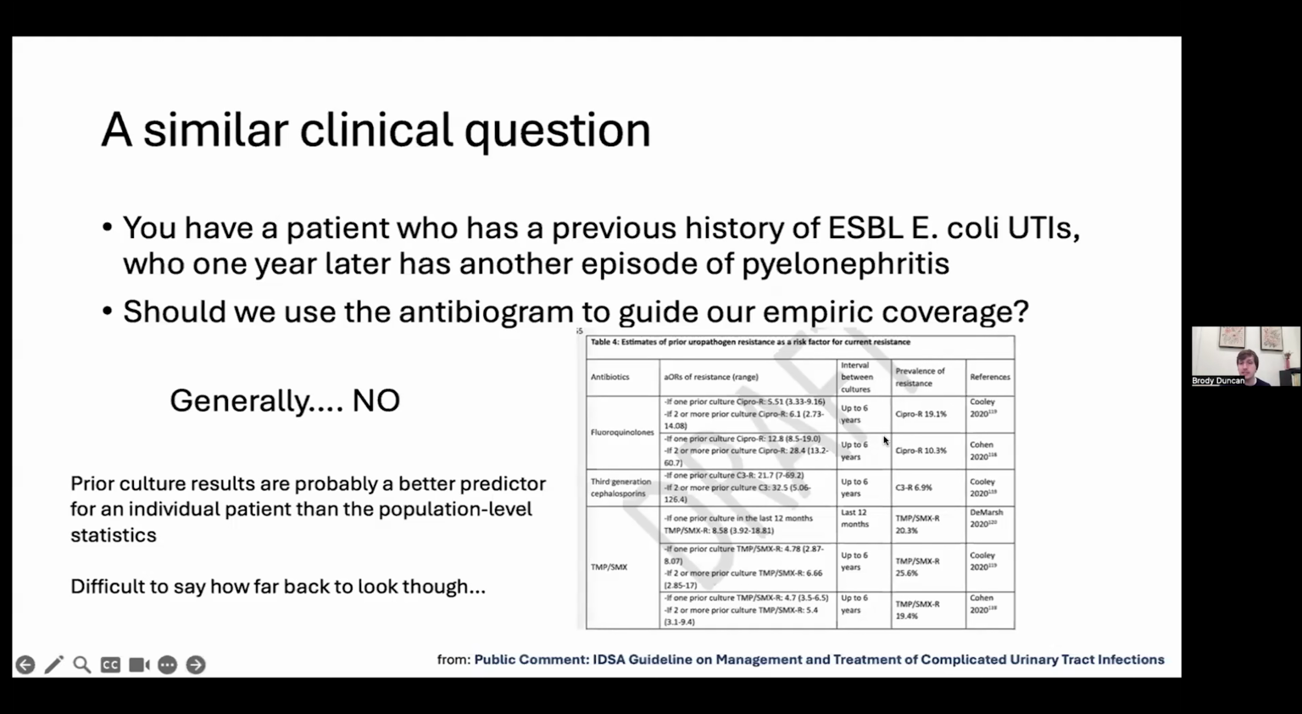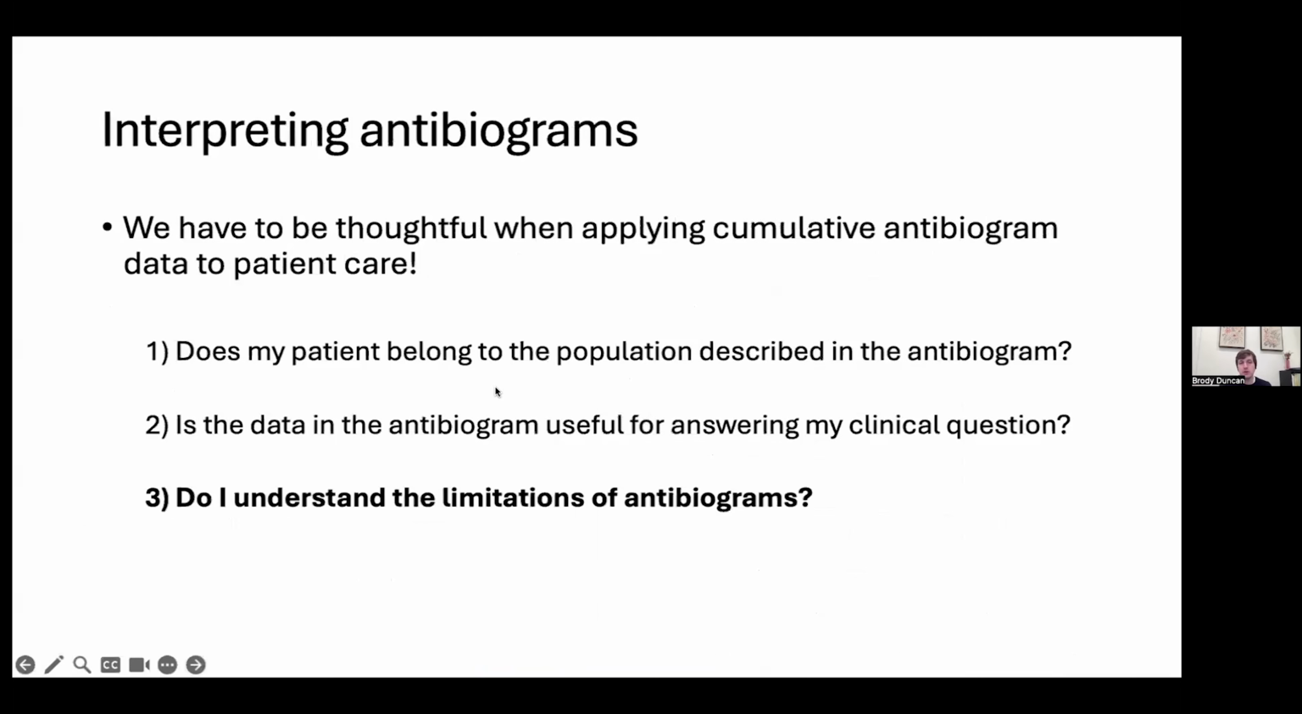And in these studies, there's no consistency in terms of the time interval between cultures, with some of them looking up to 6 years in the past, and some of them only looking 1 year in the past. And that's a question I get from pharmacists and students all the time: how far back should we be looking? And I say I don't know, you just kind of have to listen to your gut, right? So I think those are some important nuances.